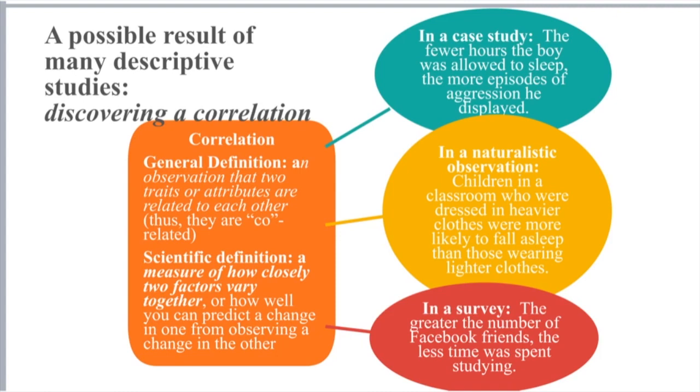Again, general definition: an observation that two traits or attributes are related. Scientific definition, and this is important because not all research ends with correlation, and we know that correlation does not always equal causation. Our scientific definition is a measure of how closely two factors vary together, or how well you can predict a change in one from observing a change in the other.